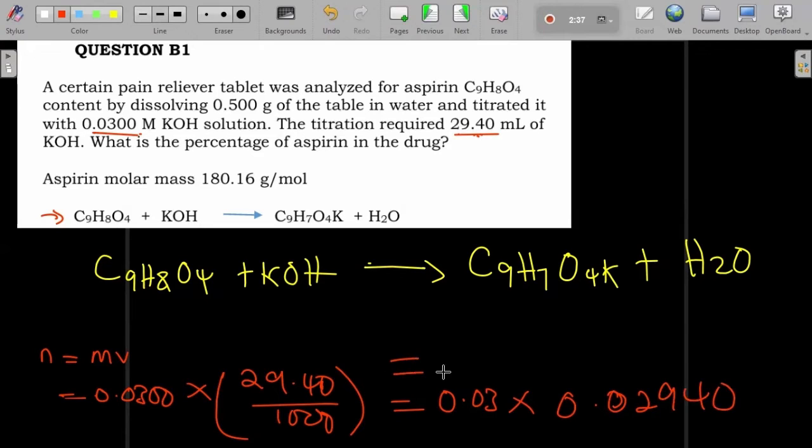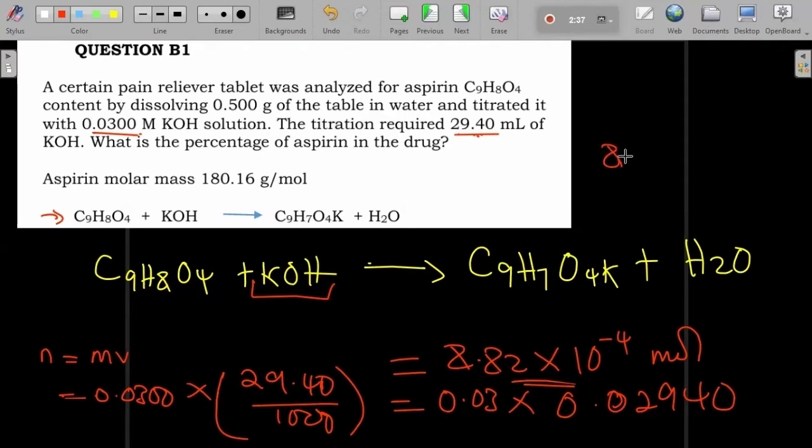0.02940. If I multiply this, what will be the number of moles that I'm going to get? I'm getting 8.82 multiplied by 10 to the power minus 4 moles. So this is what I get as the moles of potassium hydroxide.